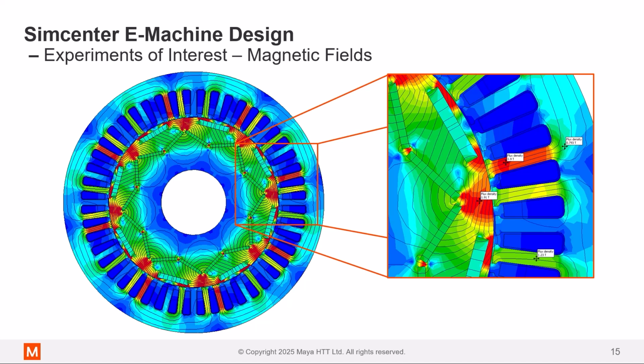This zoom-in highlights that you can also use a point probe to more precisely review the flux densities. Any desired location can be defined, and the resulting flux density is easily collected to be compared against other design candidates.